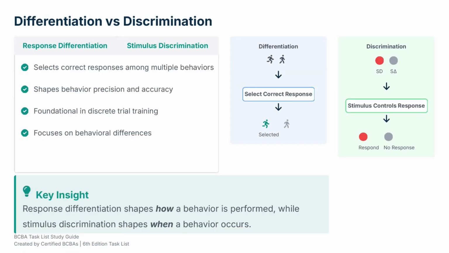Another way to think about this distinction is that response differentiation shapes behavioral precision, while stimulus discrimination shapes contextual control. Response differentiation selects the correct behavior among multiple possible responses. Stimulus discrimination determines when that behavior should occur. In many teaching programs, both processes are operating simultaneously. For example, a learner may need to produce the correct response and also produce it in the correct situation. Understanding this distinction is essential for both clinical work and exam preparation.